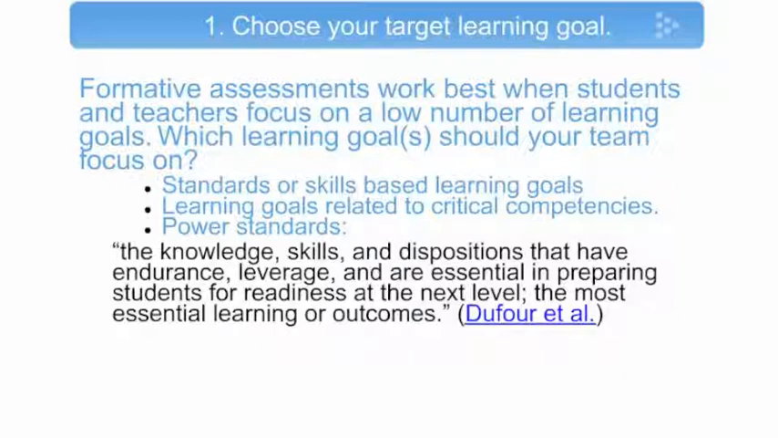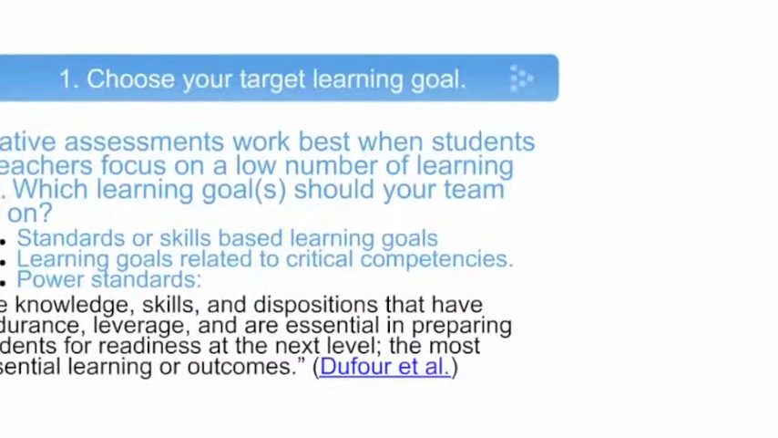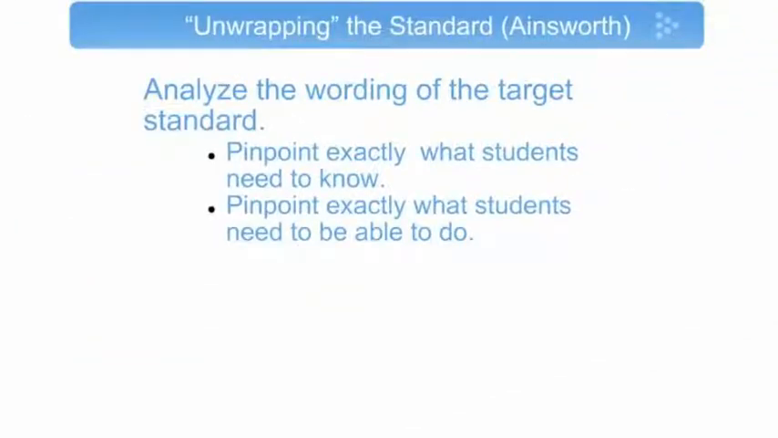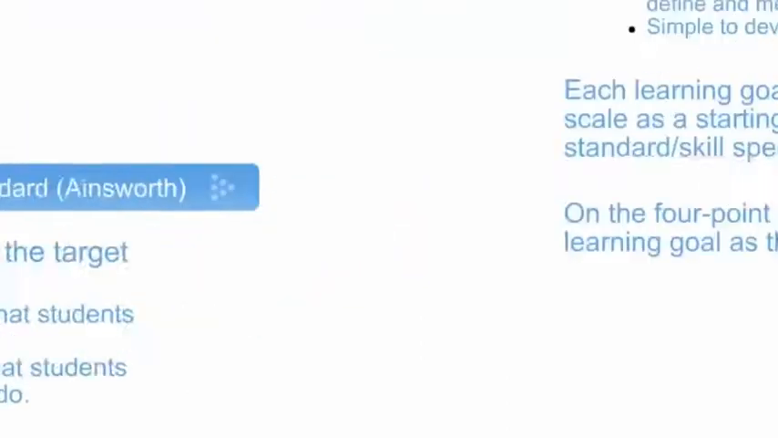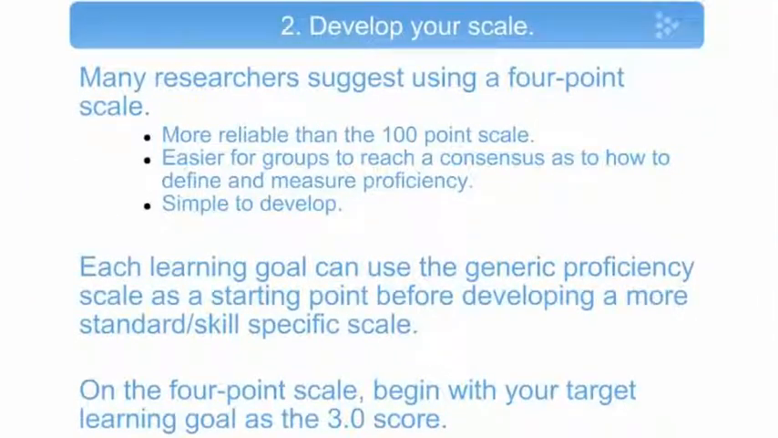Our learning goals should be standards or skill based. They can be related to critical competencies. Our standards can be based on power standards, the most essential learning that we want our students to participate in. After we've chosen our standard, we need to unwrap it and figure out what exactly the students need to be able to do, what students need to know in order to meet this standard. And after we've done that, we can develop our scale.